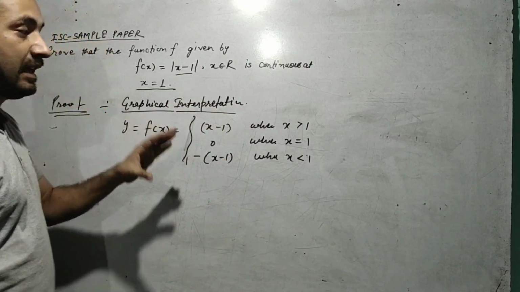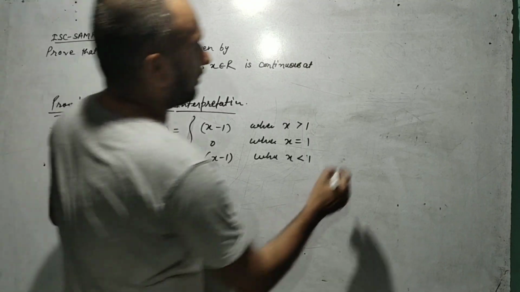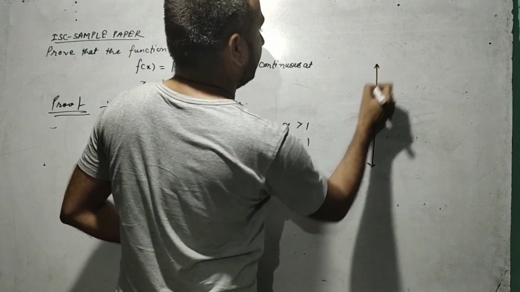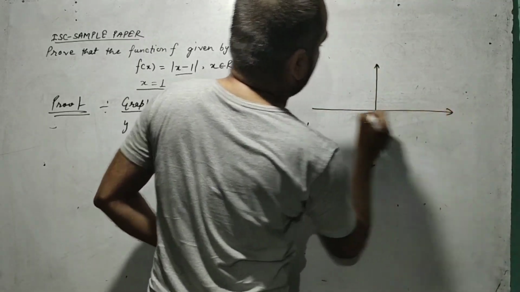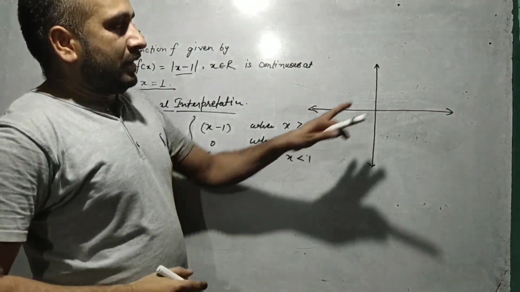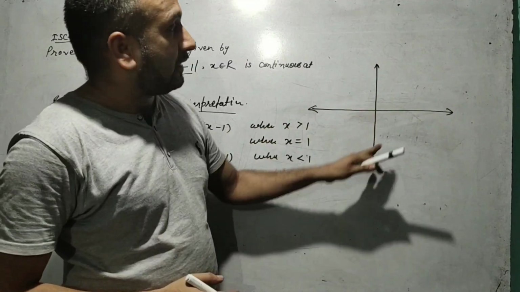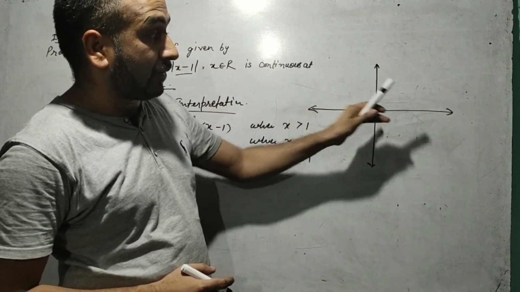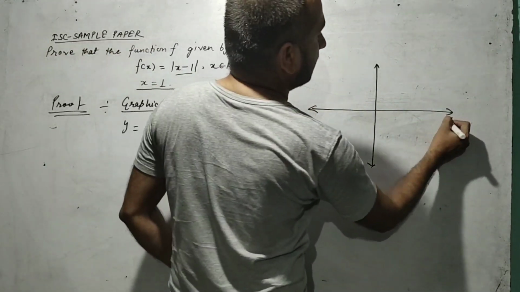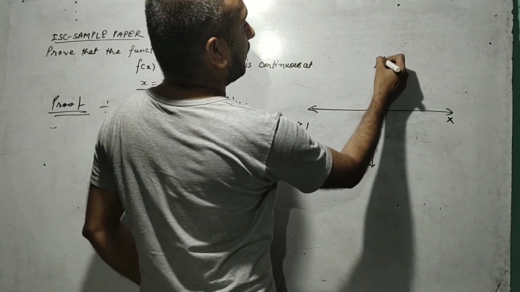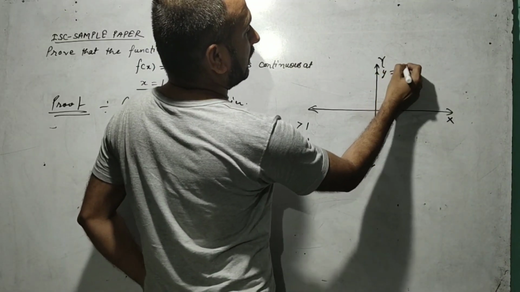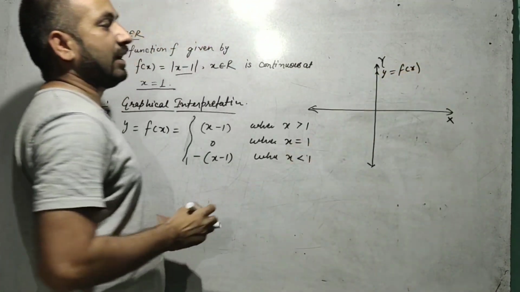So students, let's see the graph of this function. I will make the graph here. Both the axes divide the plane into 4 parts, okay. It's the positive direction of the x-axis, or you can say the real axis, and this is the y-axis, and this axis every time represents what? The value of the function, f of x.